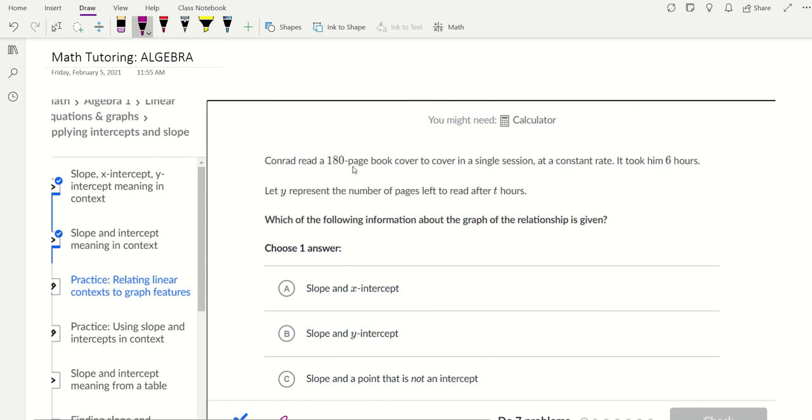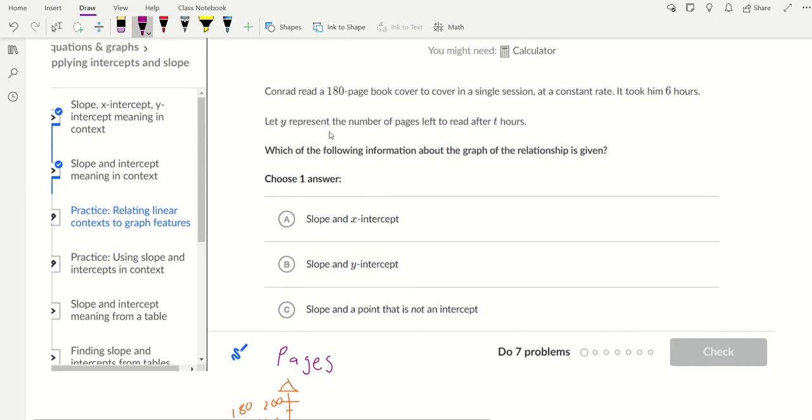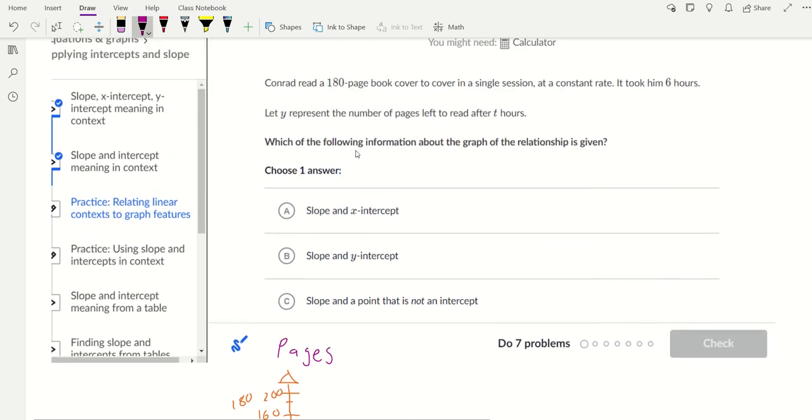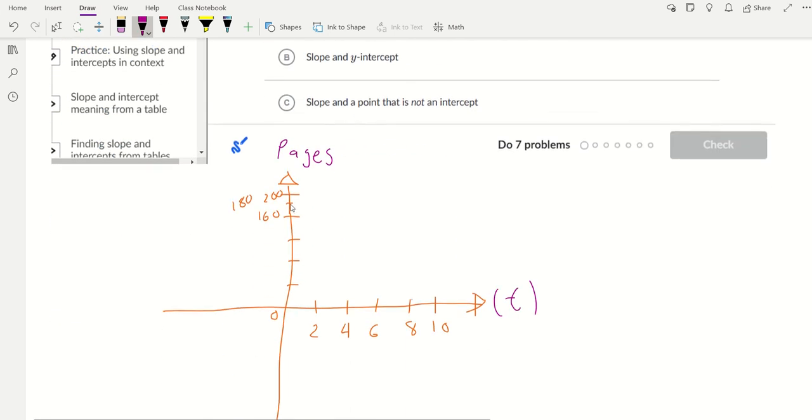All right, and it's telling me that Conrad read a 180-page book. Okay, so I know that when he started reading the book, he had 180 pages to read, and when he started, time hadn't passed yet, you know. All right, so you have here a y-intercept, okay? When time is 0, he has 180 pages.